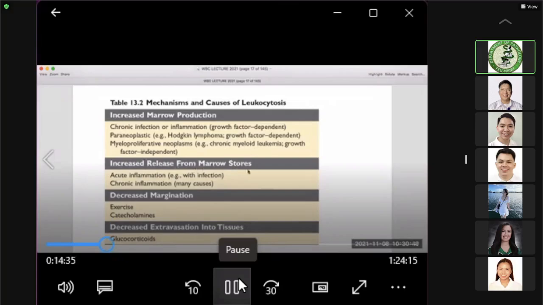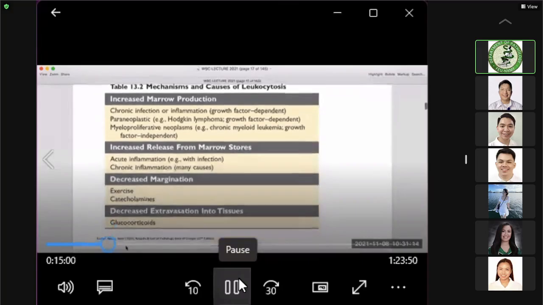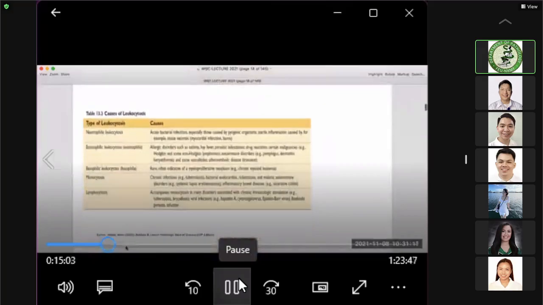For the increased release from marrow stores, when there is acute inflammation, like in the presence of infection, and chronic inflammation as well. Decreased margination during exercise and presence of catecholamines, and then decreased extravasation into the tissues with the presence of glucocorticoids, whatever the level of this is. This is another table showing us specifically what the cause is for neutrophilic leukocytosis. For eosinophilic, of course, we know it's allergic.